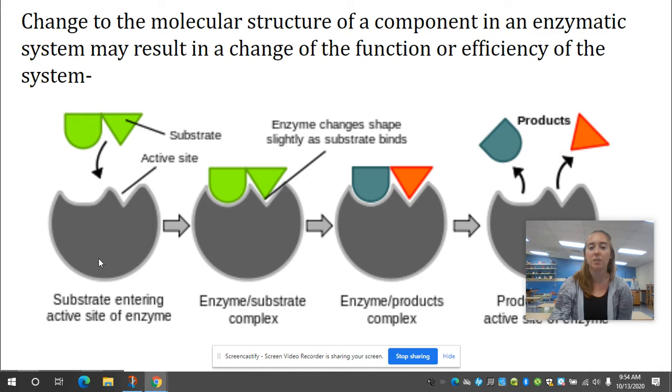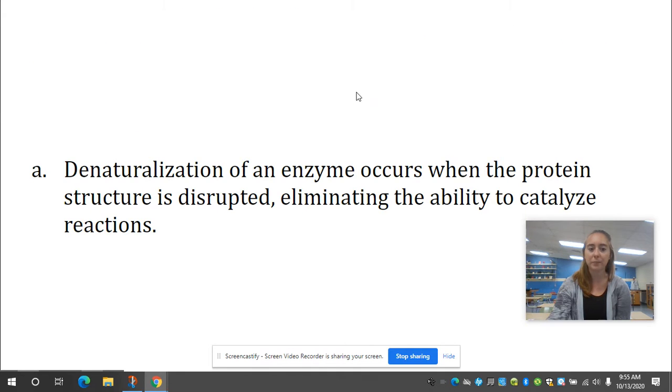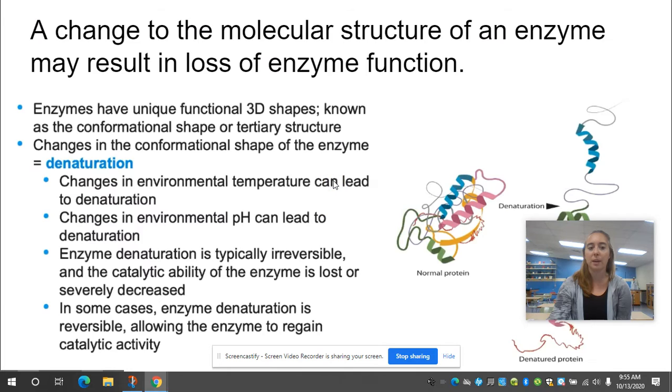If that enzyme shape is altered, we know that there's going to be something that happens so that we are not able to take our substrate and have that reaction occur. We want enzymes so reactions can happen quickly. And so when you look at this, we're going to talk about two things. One of them is going to be denaturization. And the other thing we're going to talk about is what impact that is going to have on the enzyme's function.